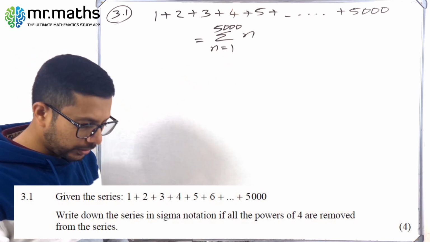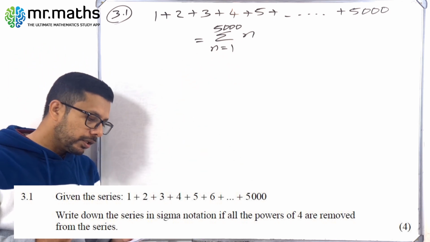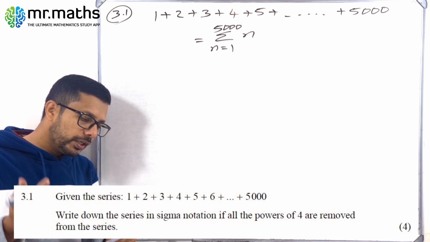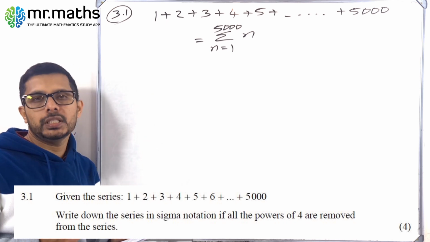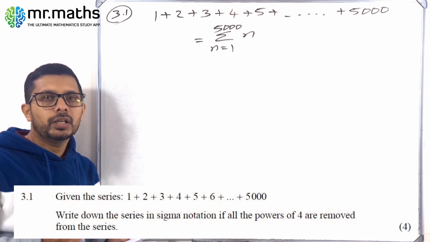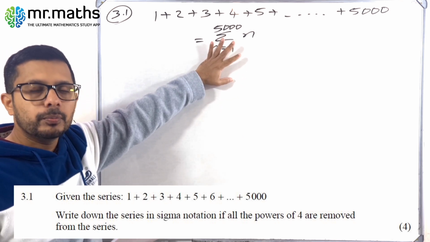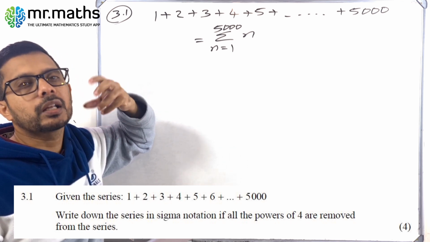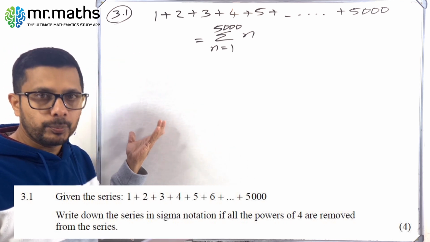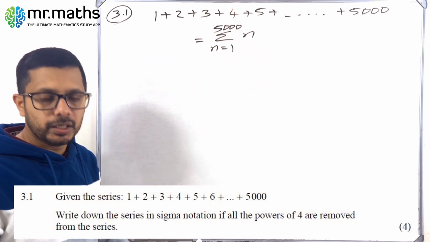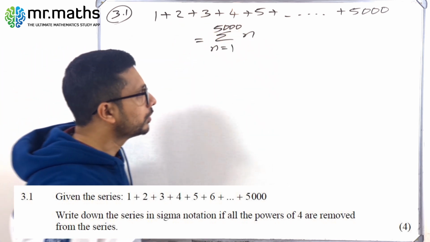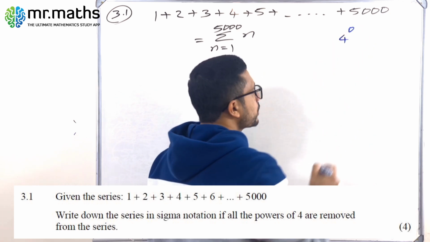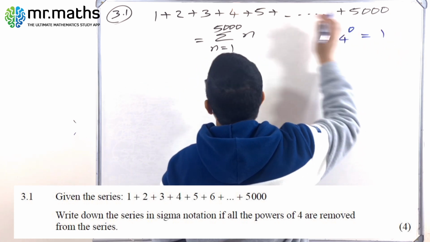Okay, but look at that question once more. Write down the series in sigma notation if all the powers of 4 are removed from the series. So you have to include this one, but there is one condition. All the powers of 4 are removed from this series. So what are the powers of 4? 4 raised to 0, this is a power of 4. What is 4 raised to 0? It's 1. That term is here.